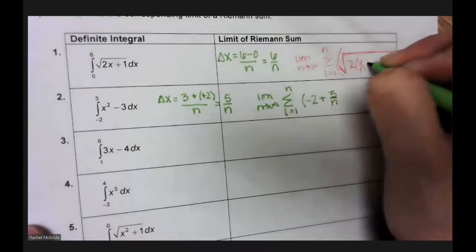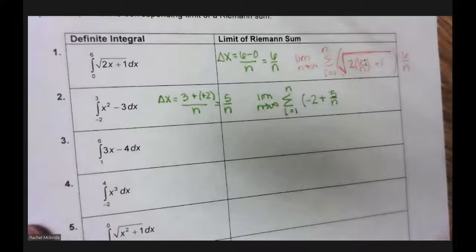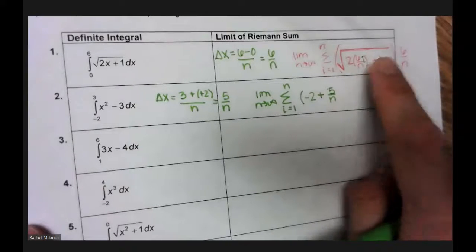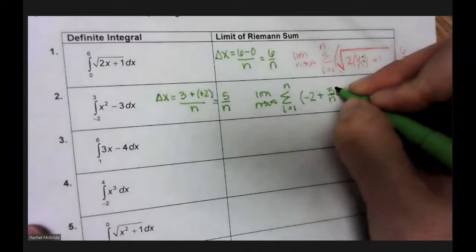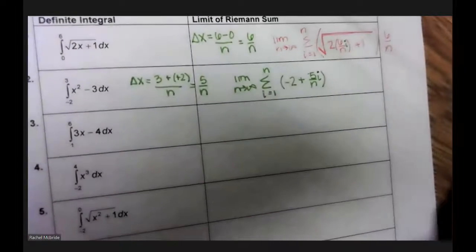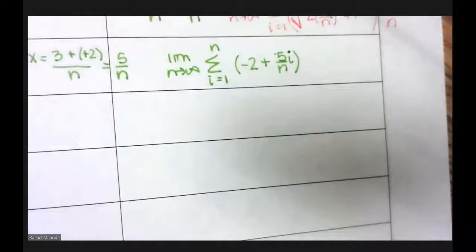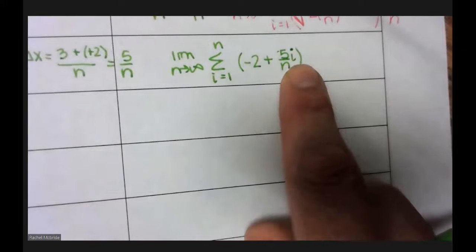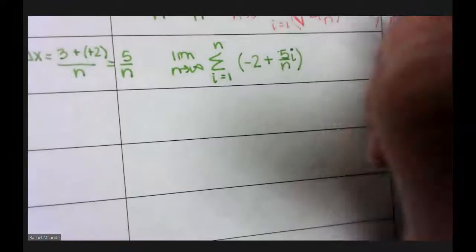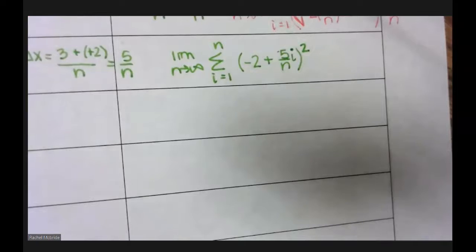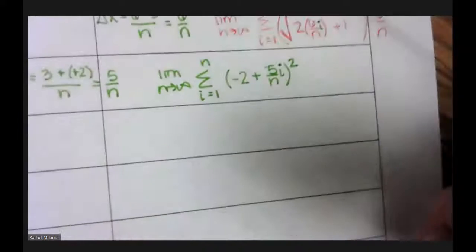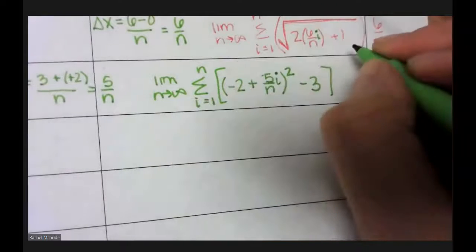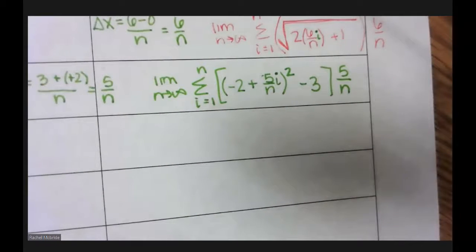Hey guys, I'm sorry, I forgot my i in that first example up there. There should have been an i on my 6, I'm sorry. And that would be negative 2, because that's my a, plus delta x, my 5 over n, times i. It's plugged into the equation, which is x squared, so you have a squared. There's no x on the 3, so it's just minus 3. And then all times my delta x again, which is 5 over n.